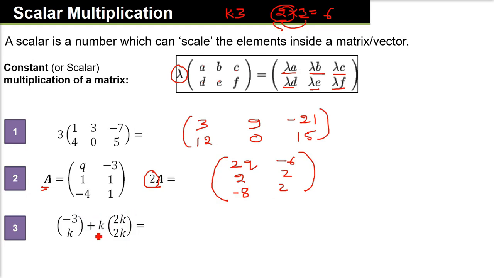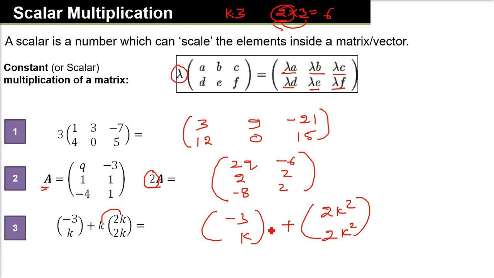How about this? So you will see the addition also. Addition will always have the same matrix sizes. So just -3 and k, and now multiply this 2k with the inside. So 2k into k is 2k square. 2k into k is 2k square. Okay. Now just add the corresponding elements. That is negative 3 plus 2k square. So the final result will be minus 3 plus 2k square, and here k plus 2k square. That will be the final result. So ultimately you are multiplying each and every element with that scalar.